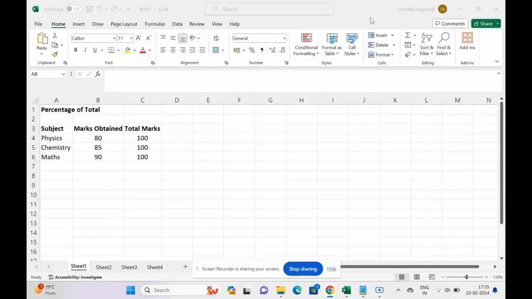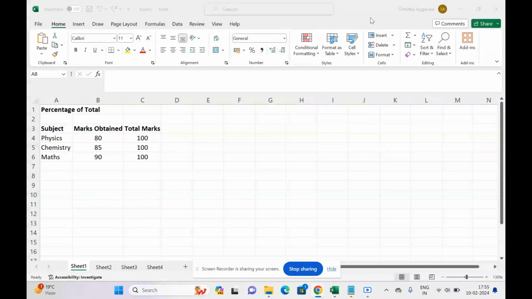In today's video, we are going to see how to calculate percentages in Excel. So we are going to see four scenarios for different percentage calculations. The first scenario is the most common scenario where we have to find the percentage of a total.